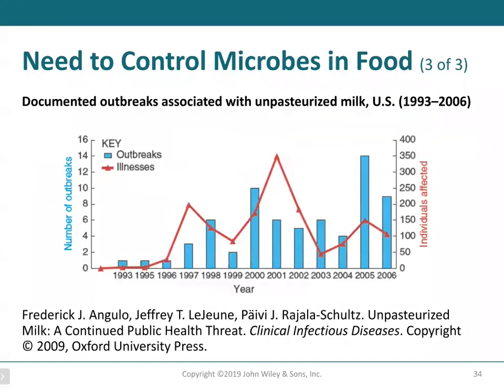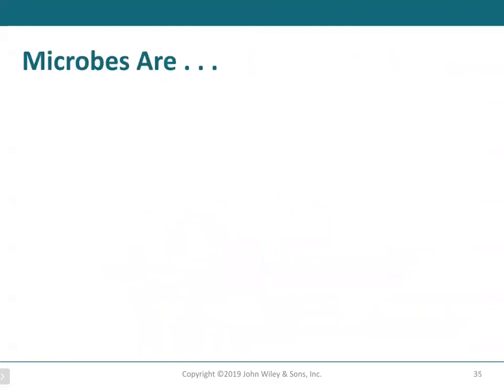These are some documented outbreaks associated with unpasteurized milk in the US. This data is from 1993 to 2006. As you can see here, the bar graph of outbreaks is linked to the spikes in illnesses. Here is a bit of an anomaly, where there is a large outbreak but just a small amount of illness. So probably it was prevented or probably not much was registered.